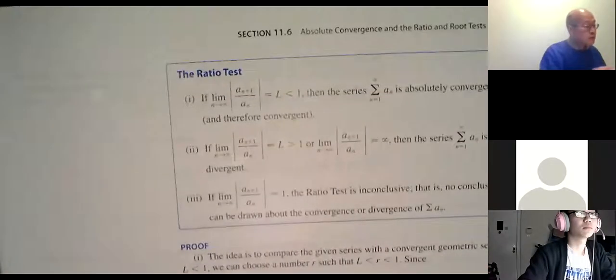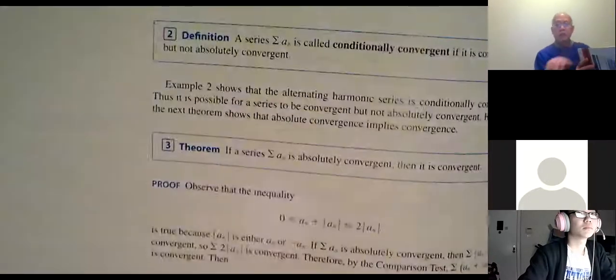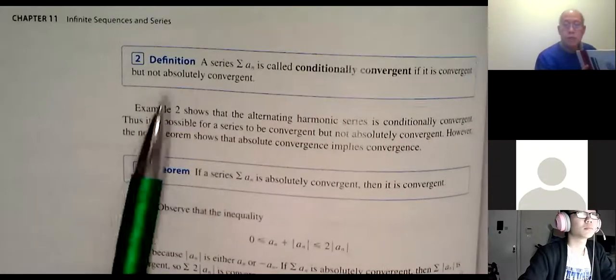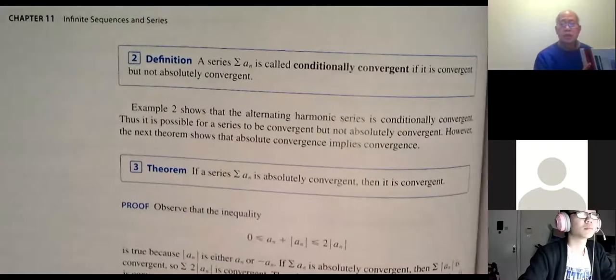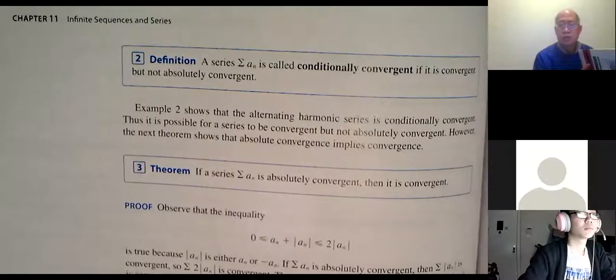Now the definition, top of 738. Notice again the lazy notation. Summation a sub n is called conditionally convergent.